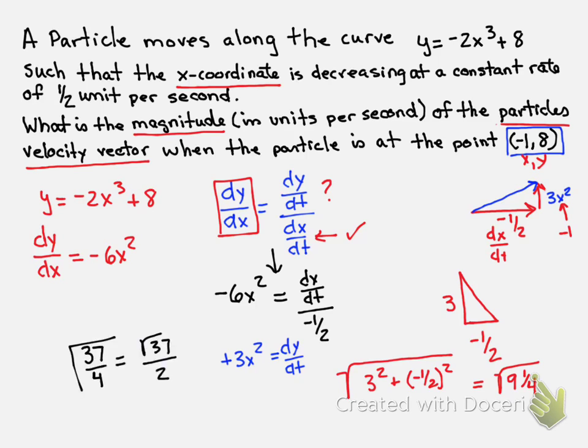If I cared to simplify this, 9 and 1/4 is the same as 37 over 4, or square root of 37 all over 2. In some manners that would be more simplified, but I'd just probably leave it right there.